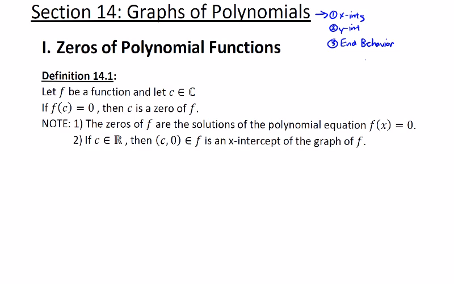The zero is defined by the following. It says let f be a function and let c be an element of, and then we have a new symbol here which is this double bar C. The double bar C is the set of all complex numbers.